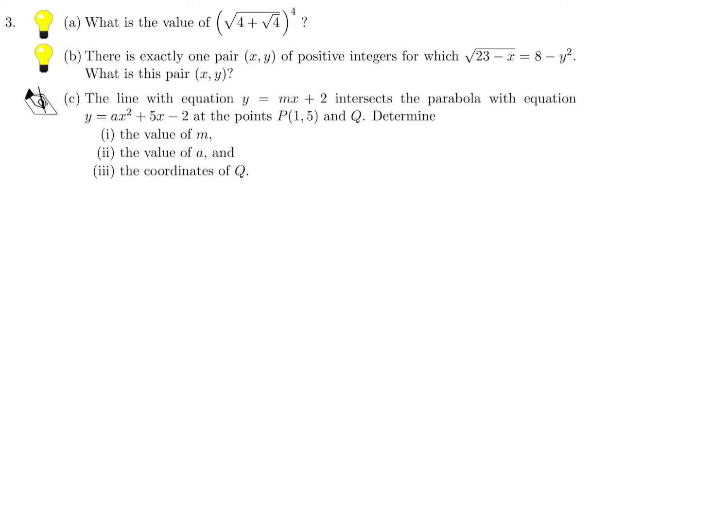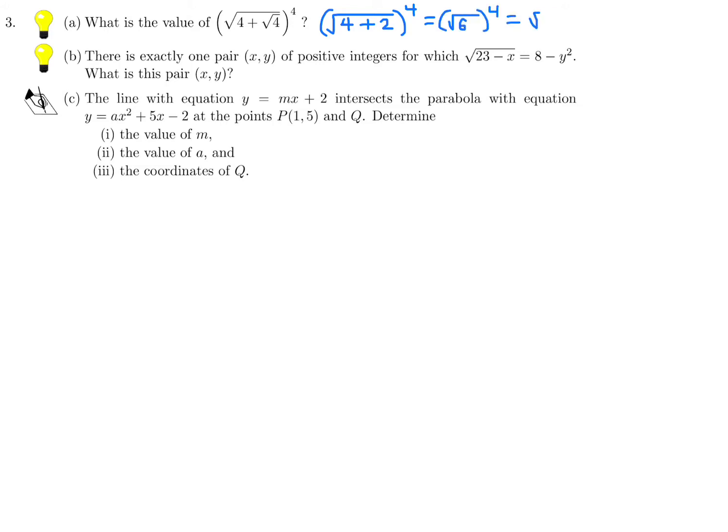What is the value of the root of 4 plus root 4? Well, root 4 is 2, so 4 plus 2 is 6, and then we have to take the fourth root of that.